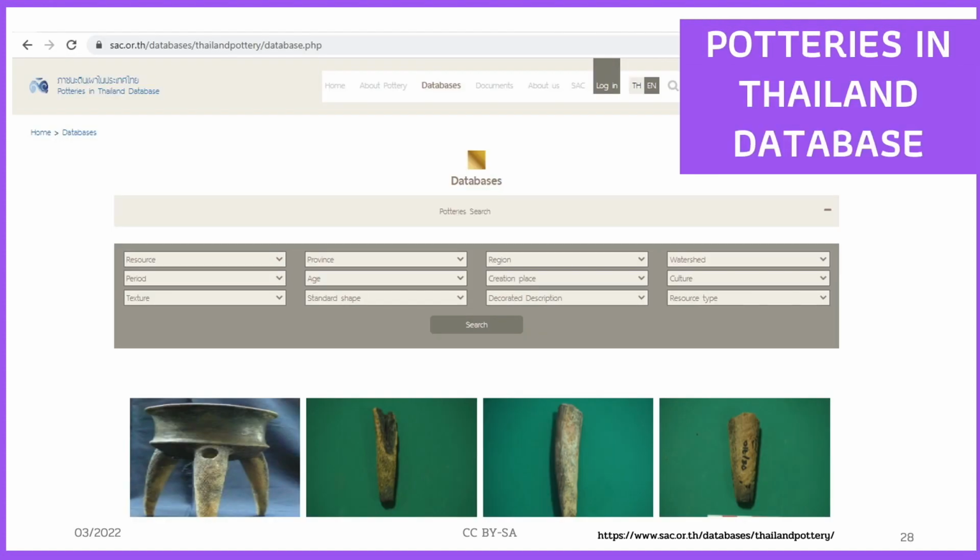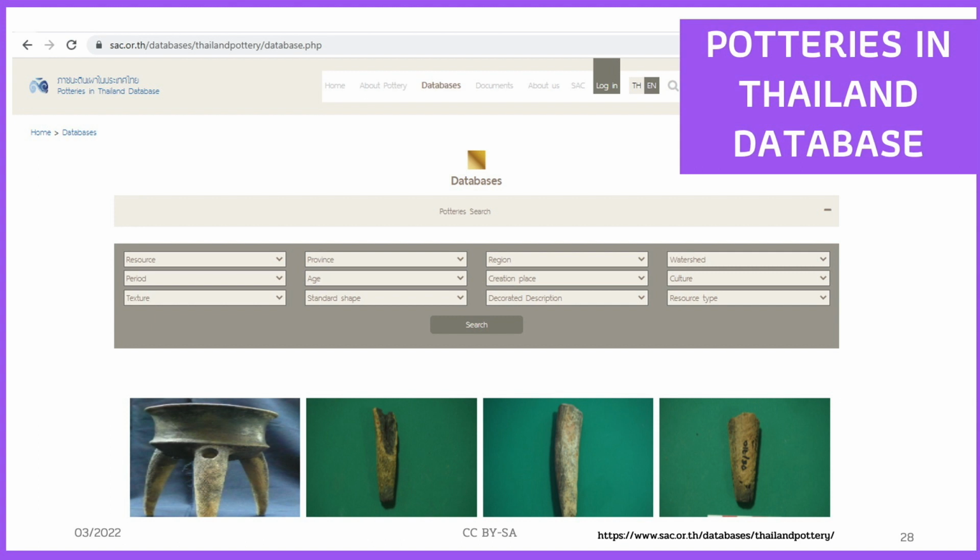The next example is the Potteries in Thailand database. The SAC came up with the idea of collecting and storing various types of archaeological evidence that the researchers have published in different types of publications, to store them in the same database that the SAC has decided on, which will be linked to a database of archaeological sites in Thailand that the SAC has previously prepared.